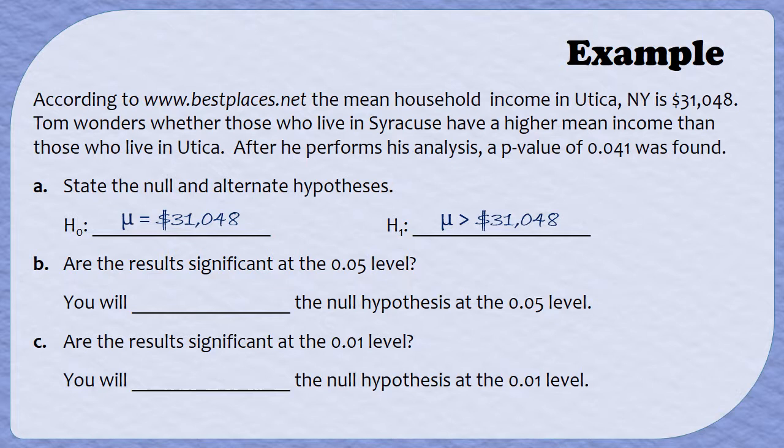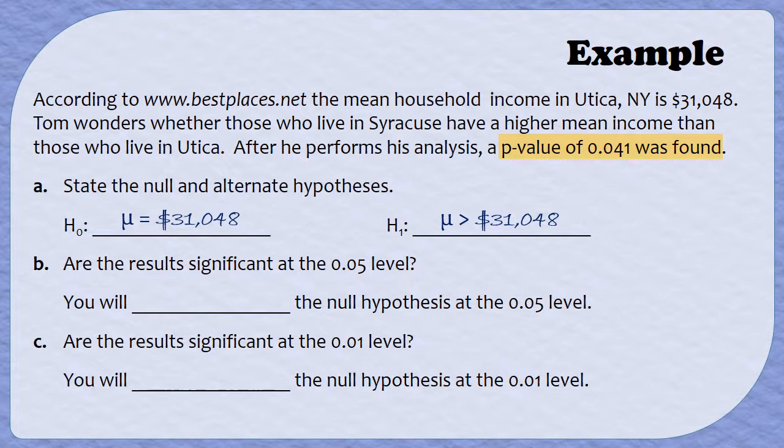So then he does a bunch of math, and we're going to talk about how to do that in the next video. So there's a bunch of math that gets done, and a p-value of 0.041 ends up being found. So for part B, are the results significant at the 0.05 level? To determine whether they're significant or not, we need to compare 0.05 with our p-value of 0.041. A p-value of 0.041 is like 4.1%. Is that less than 5%?